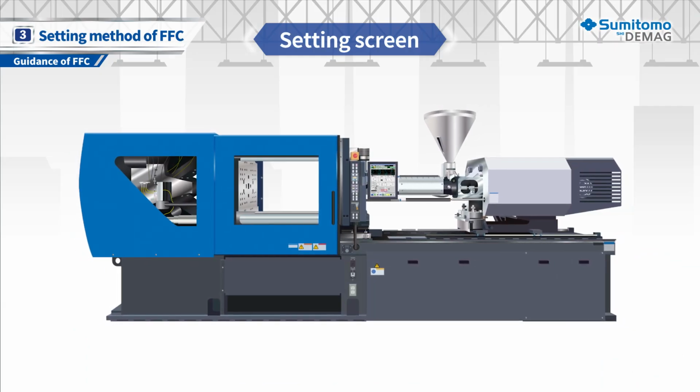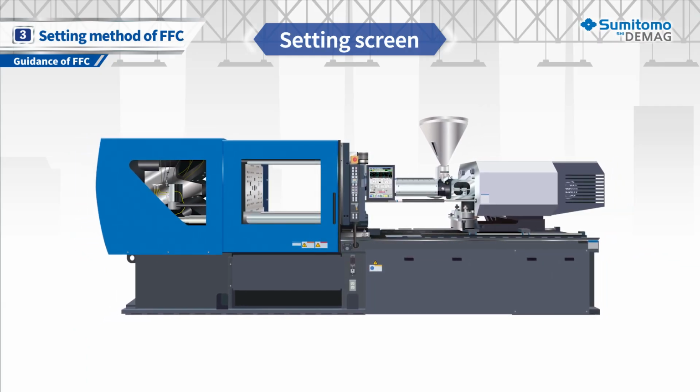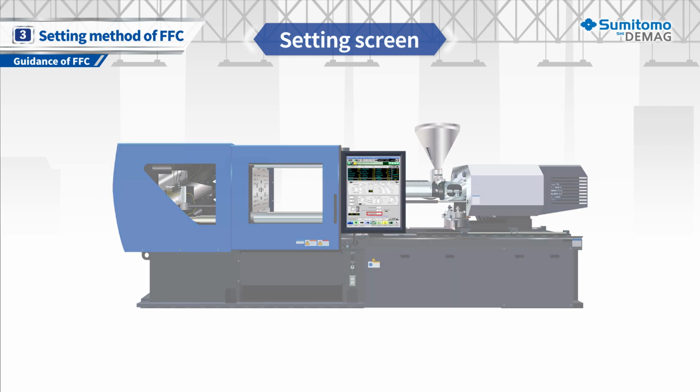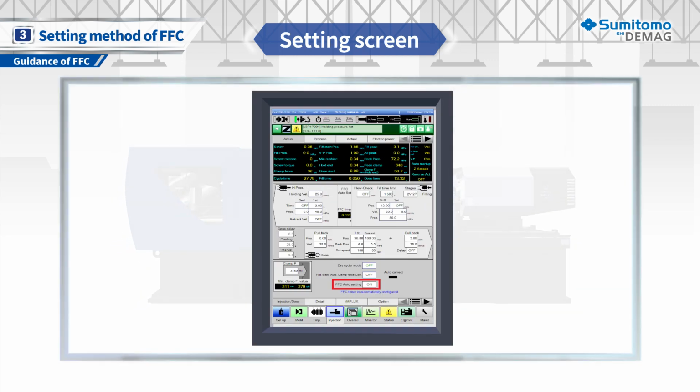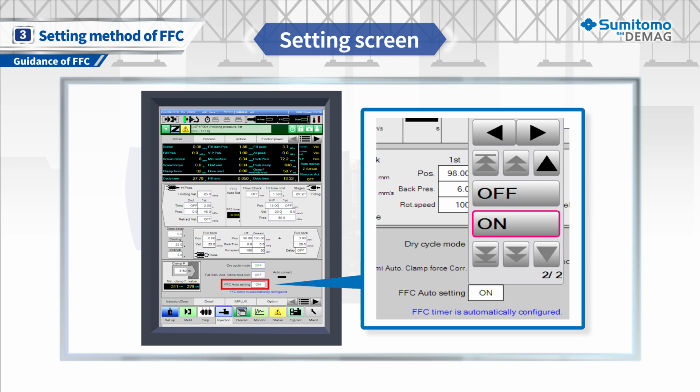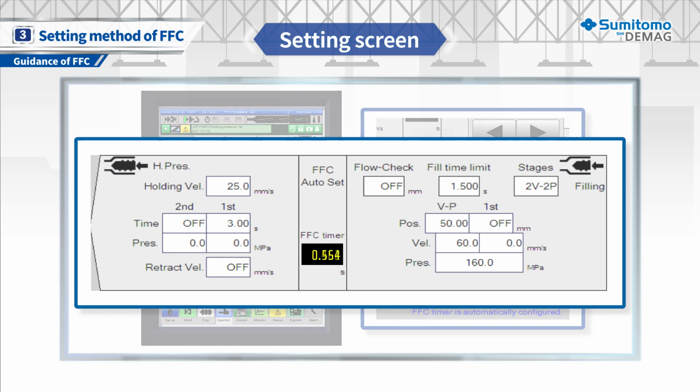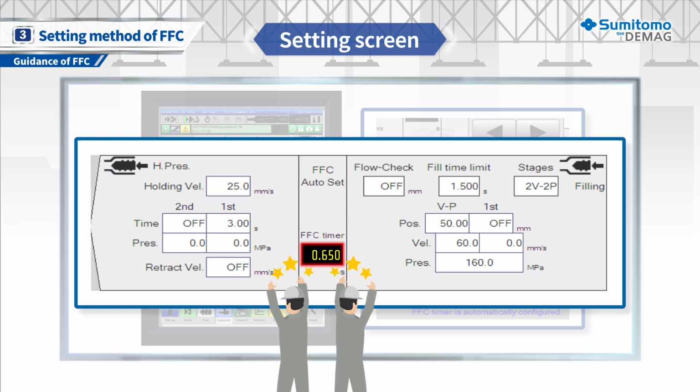Now, let us show you how to use and set up the FFC function. FFC is very easy to set up, and can be done with one touch. Just by turning on the FFC setting, Auto Mode on the molding condition screen, the molding machine will automatically set the time for the screw to stop, as explained earlier. The time during which the screw stops is called FFC time.